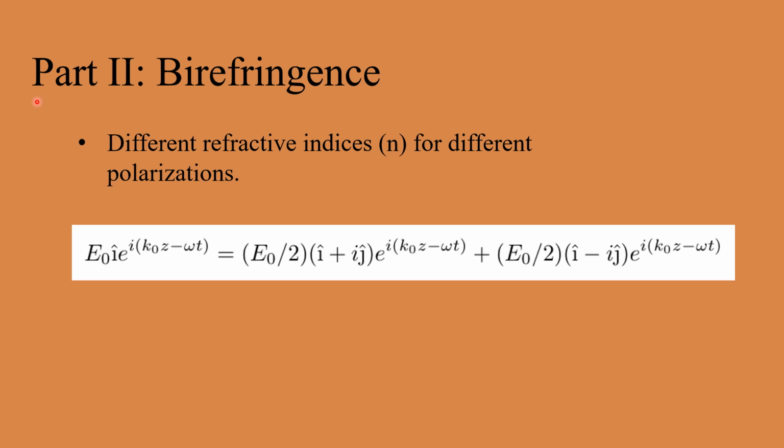Okay, now we can continue with the second part, which is birefringence of sugar. So birefringent materials have different refractive indices for different polarizations. So let's say we have a linearly polarized light like this. We can divide it into two as right and left circularly polarized lights. As you can see, we can achieve this equation here.